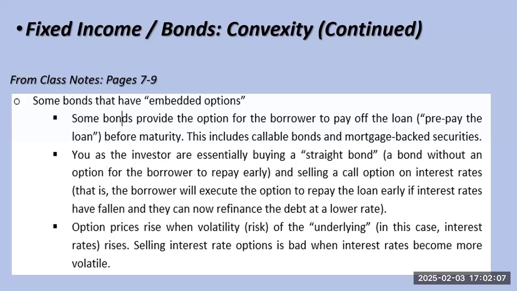But what if interest rates get really volatile? They shoot up, they fall. What are they going to do? When they fall, they're going to refinance. When they shoot up, they won't. So that volatility is terrible. So you're actually buying a bond, selling an option, and selling an option is terrible if interest rates suddenly become really, really volatile. All right. Selling interest rate options is bad when interest rates become volatile.